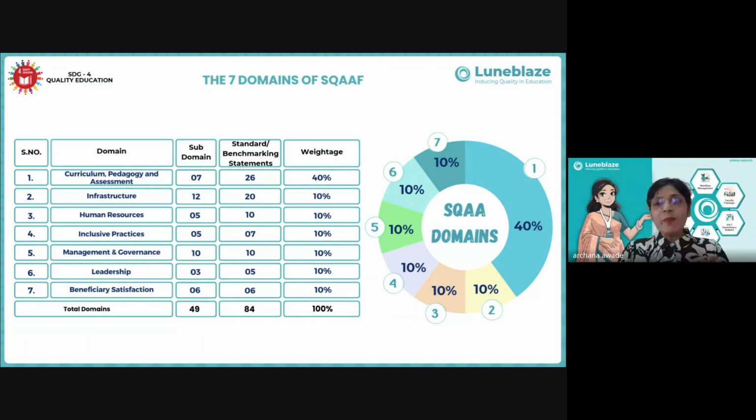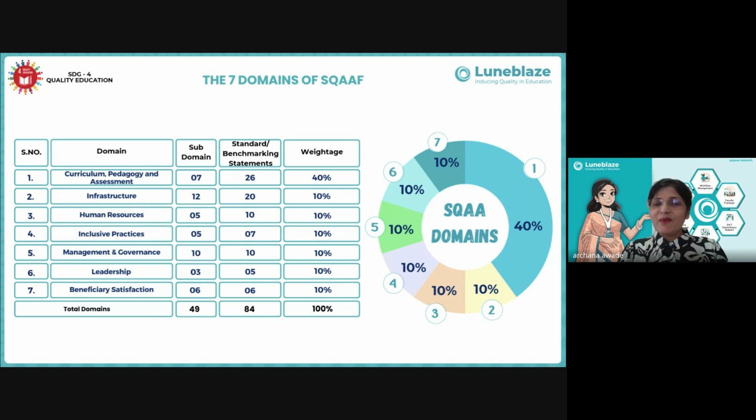The next domain is about infrastructure, resources, and learning environment. This domain focuses on where learning happens. Are the learning spaces safe, inclusive, and technology enabled? It has 10% weightage, 12 sub-areas, and 20 standard statements.